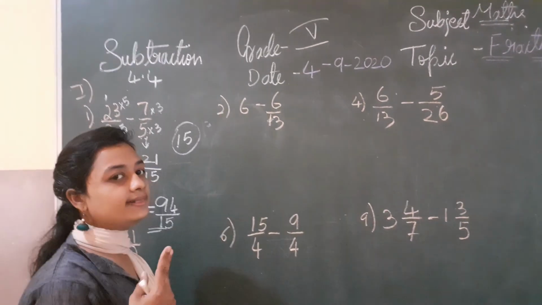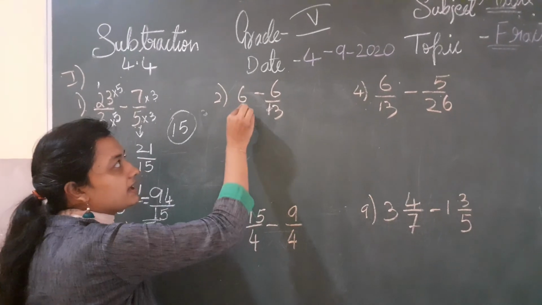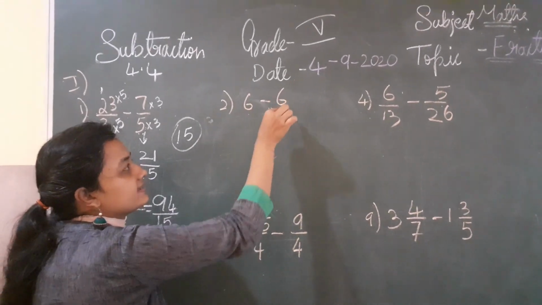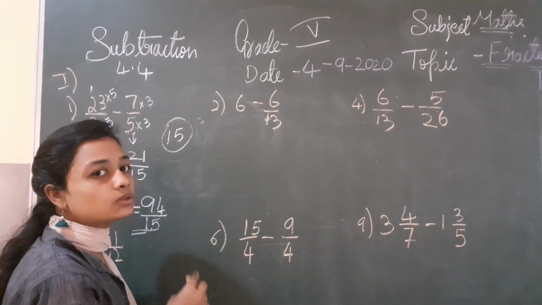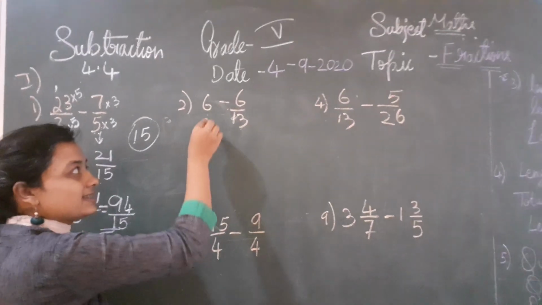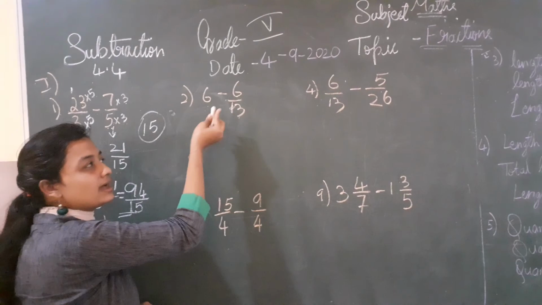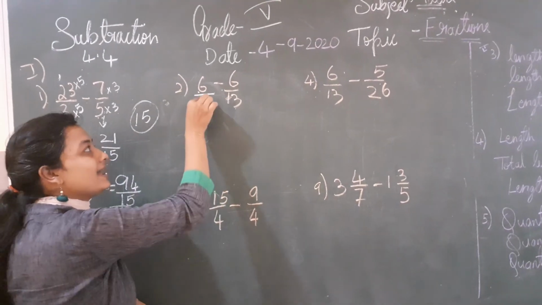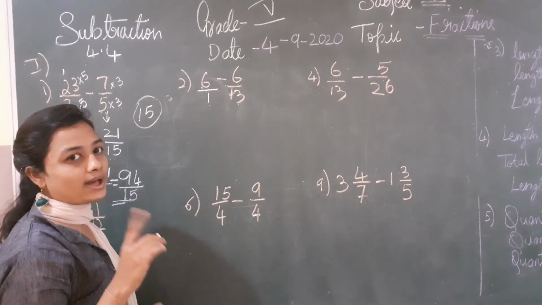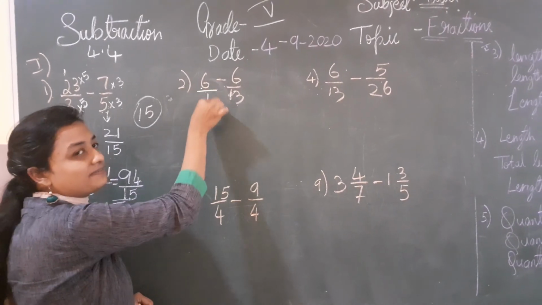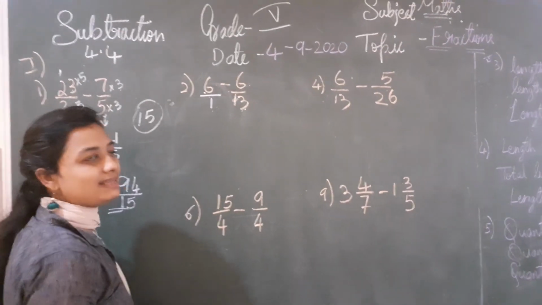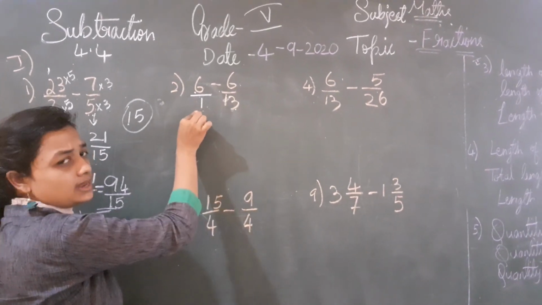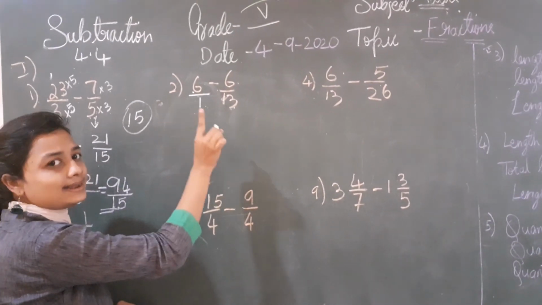Now come to the second sum. You have 6 minus 6 by 13. You can see this is not a fraction. So what should I do now? If there is nothing in the denominator, I will draw a line and write the denominator as 1. So now I can see this is a fraction: 6 by 1 minus 6 by 13. So there are different denominators, so it is an unlike fraction.